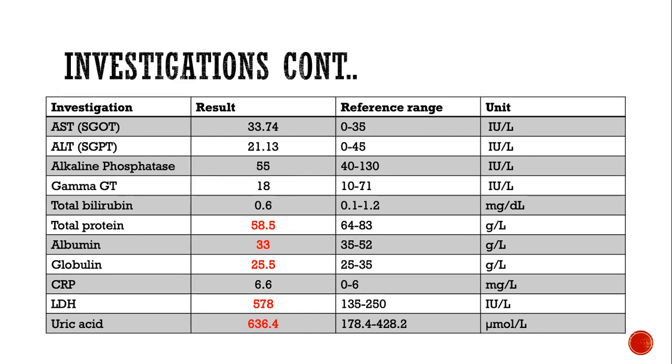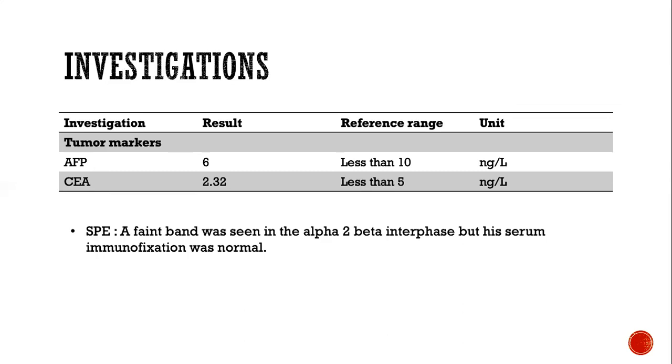His liver function tests were normal except total protein and albumin. CRP elevation was not that significant. Lactate dehydrogenase and uric acid levels were elevated, further supporting the diagnosis of malignancy-induced hypercalcemia. So we did some tumor markers like alpha-fetoprotein and carcinoma membrane antigen.